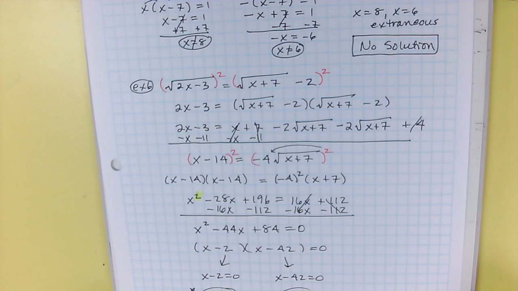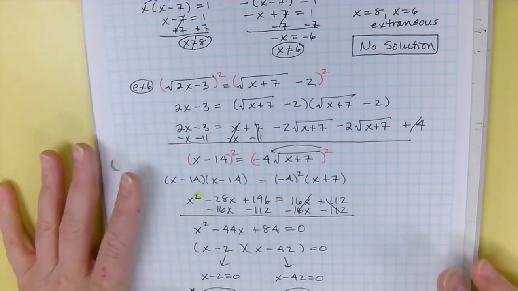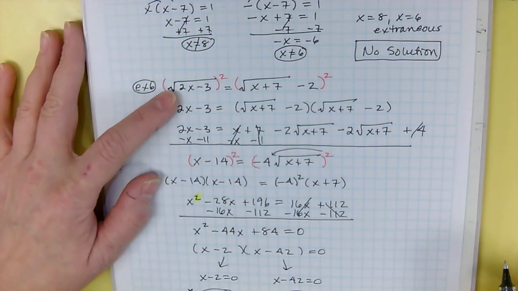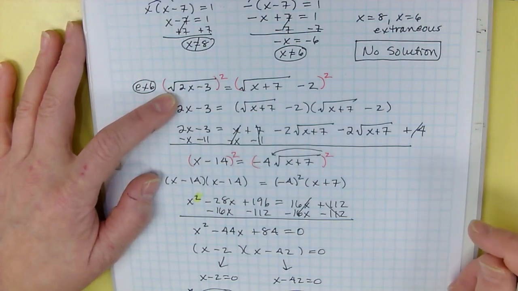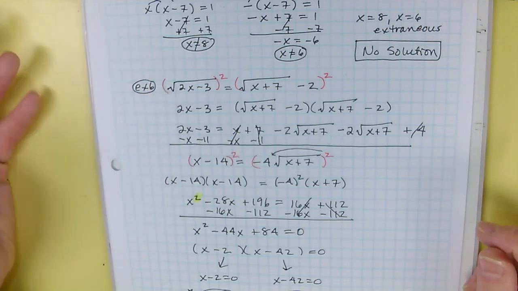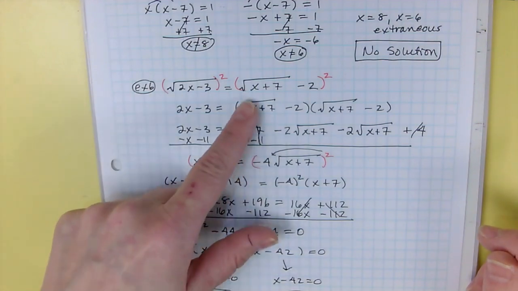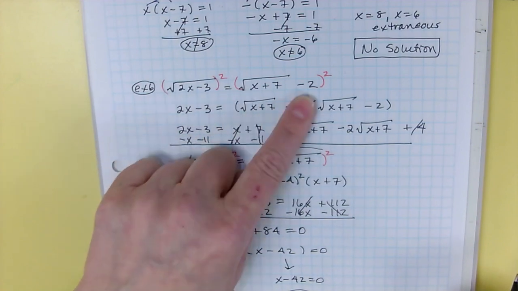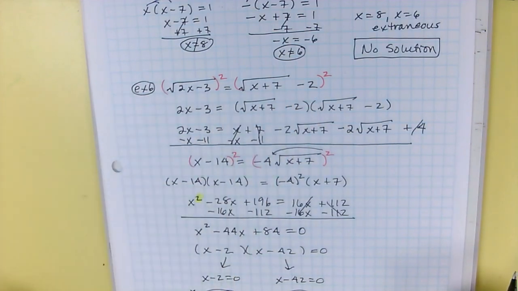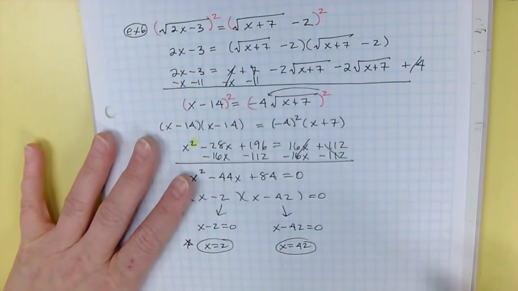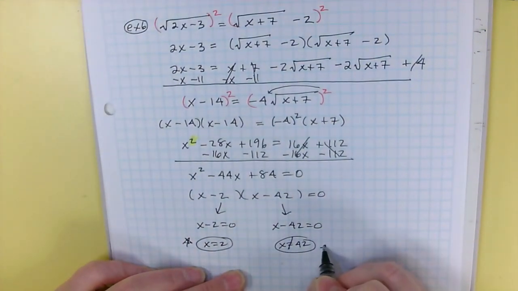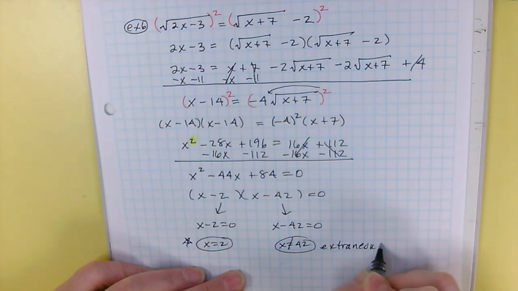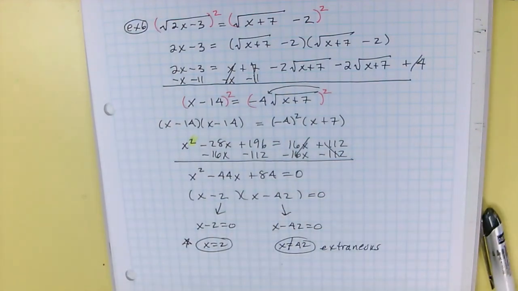Now with the 42, 2 times 42 is 84 minus 3 is 81. That would be 9. 42 plus 7 is 49. Square root of 49 is 7. Minus 2 is 5. So we have a 9 and a 5. Those are not equal to each other. So 42 is extraneous. And we just have one answer left. Okay, that is it for the day.